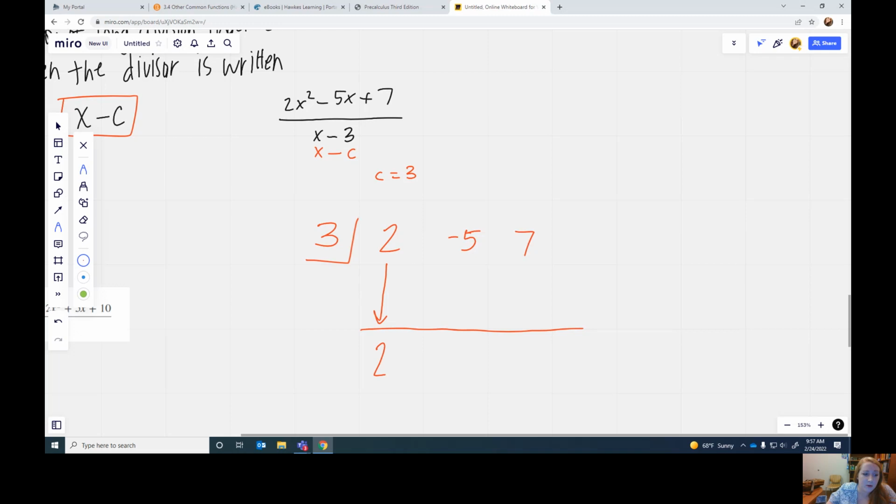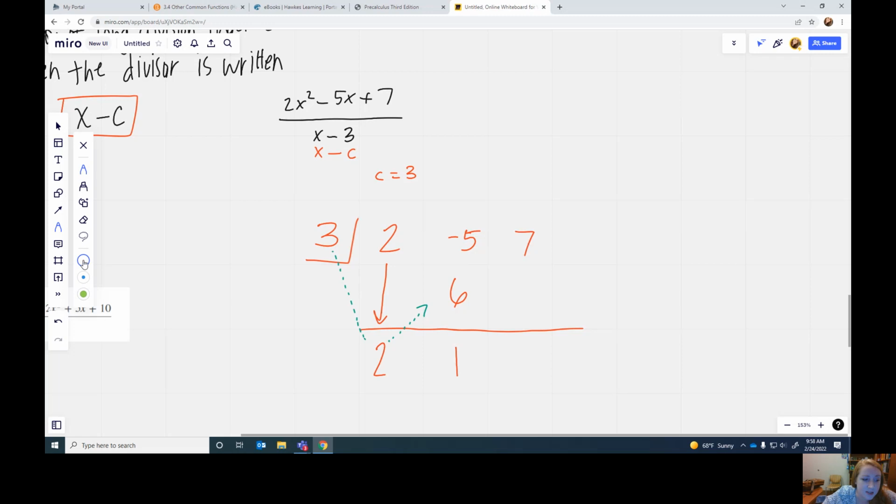If you're following along, 3 times 2 is 6, and we write it here. Then you perform the operation. You don't flip any signs here. So negative 5 plus 6. This is a positive number, so we're adding. Negative 5 plus 6 is 1.